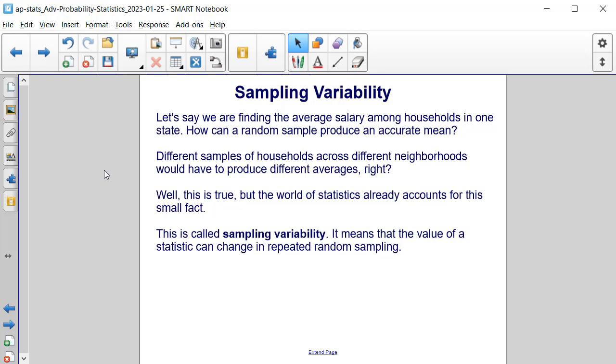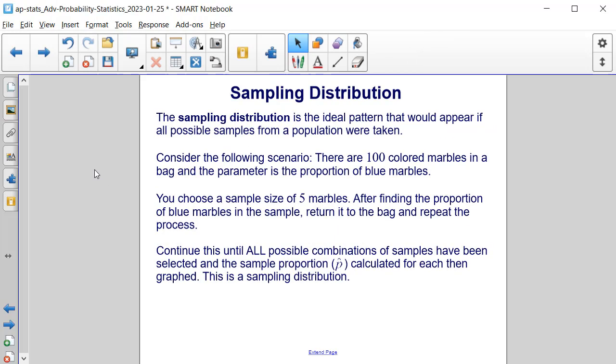Well, this is true, but the world of statistics already accounts for this small fact. This is called sampling variability. It means that the value of a statistic can change in repeated random sampling. The sampling distribution is the ideal pattern that would appear if all possible samples from a population were taken.